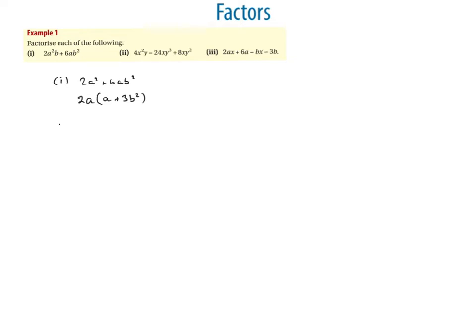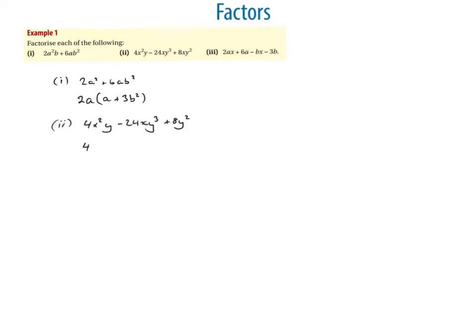Okay, the second one, same sort of idea, apart from this time instead of 2 terms, we have 3 terms. So we have 4x squared y minus 24xy cubed plus 8y squared. So I'm going to do exactly the same things that I've just done. Look at the numbers. We've got 4, minus 24 and 8. Hopefully you can see the common factor there is 4. It has to be in every single one. So I'm going to take out 4.